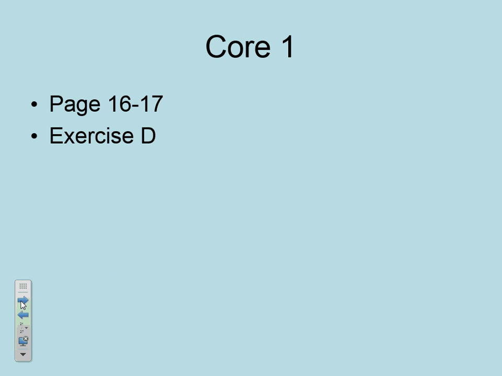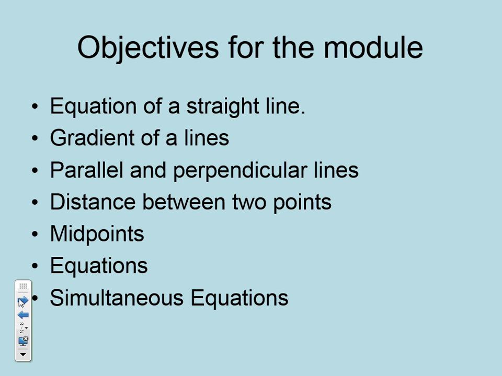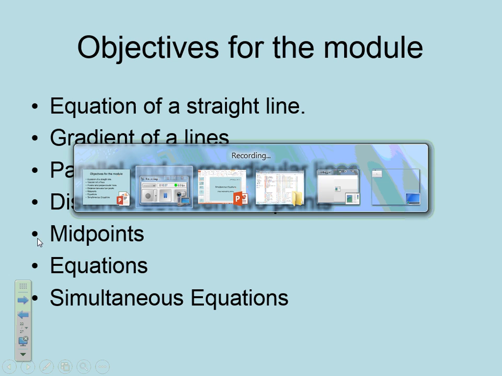Some A-level context ones are on page 16 and 17 of your Core 1 book. That's exercise D. And that's it. We will stop there. I think in the rest of my lesson I'm going to start looking at some surds, but I'll stop the video there.